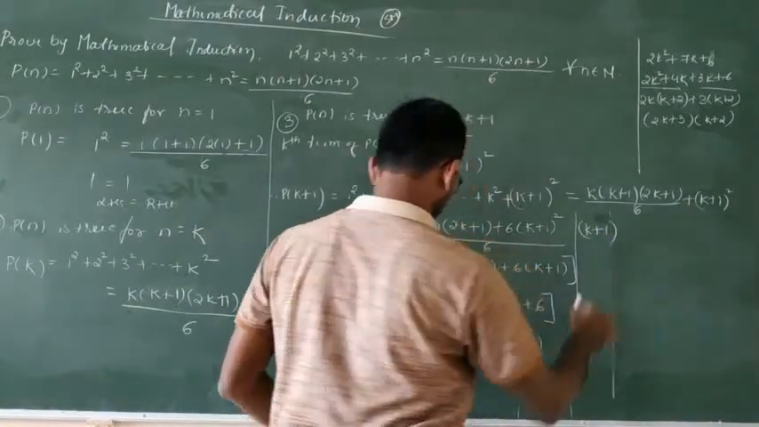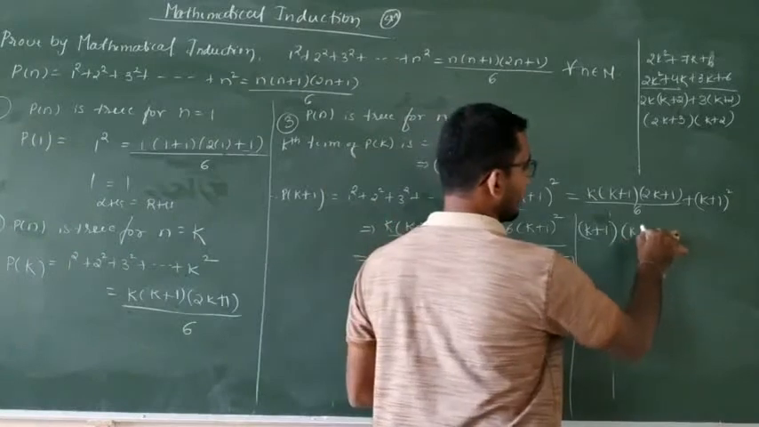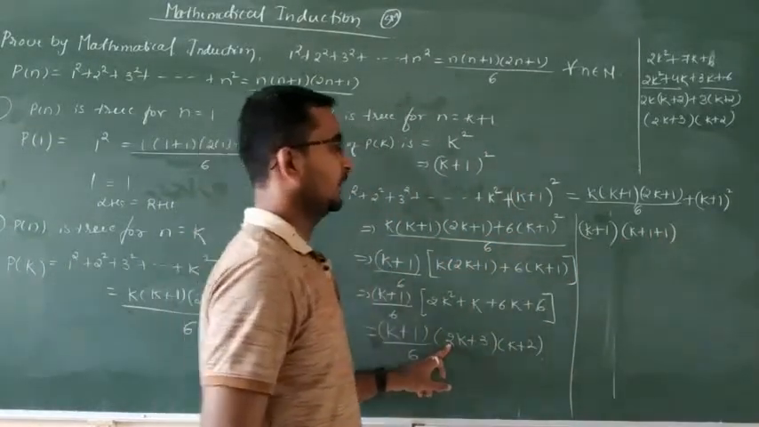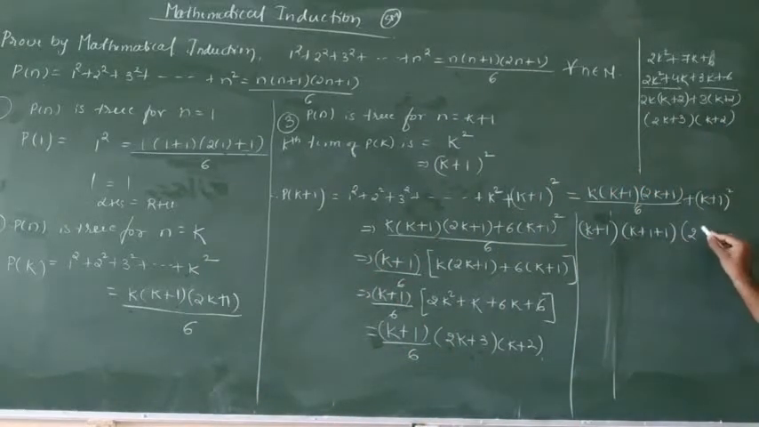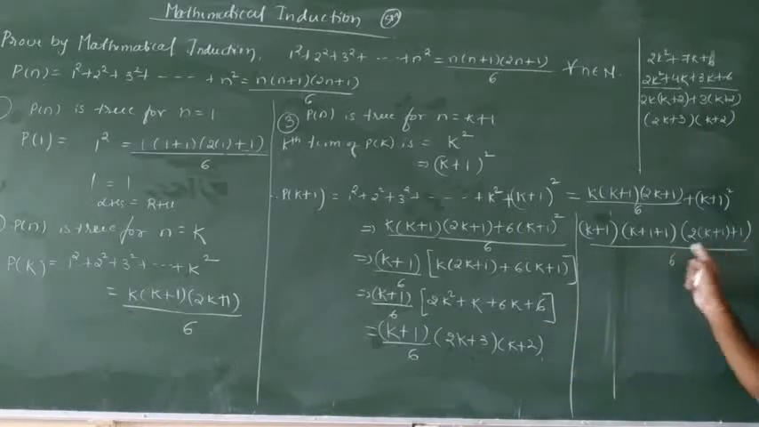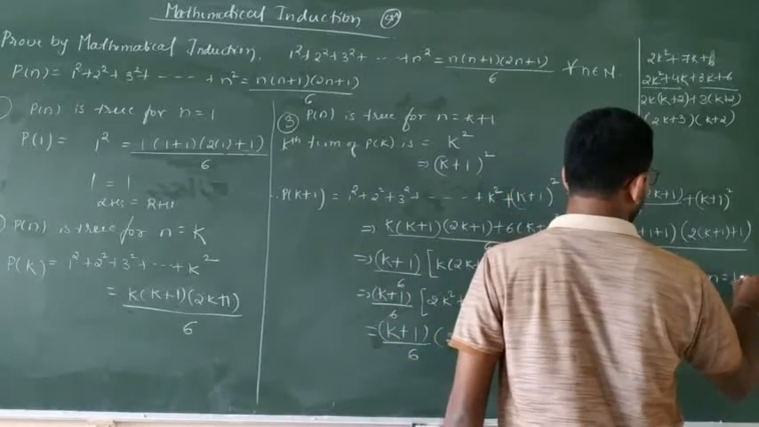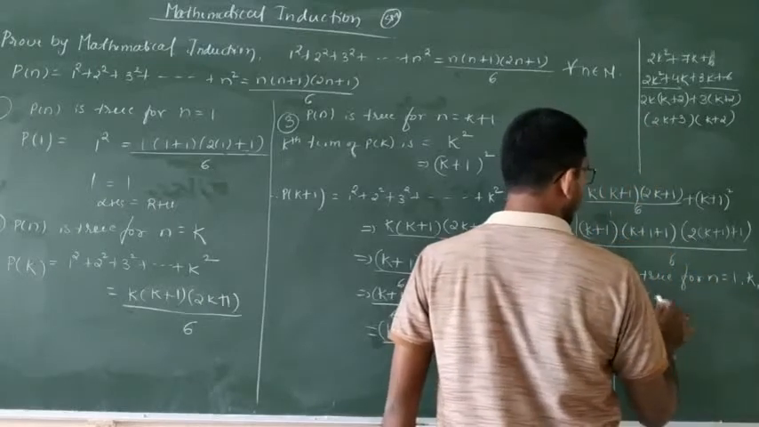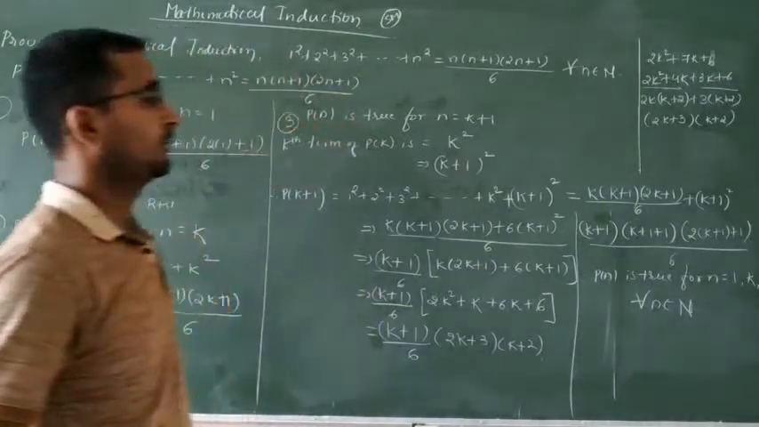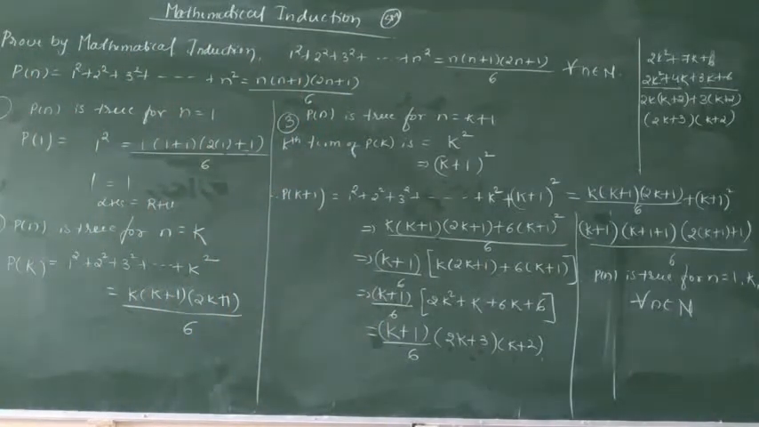Here k plus 1, k plus 1, k plus 2, I can write it as k plus 1 plus 1, that is 2 into k plus 1 plus 1 whole divided by 6, 2 into k plus 1 plus 1. So look here, 2 into k plus 1 inside the bracket, 2k plus 2, 2k plus 2 plus 1, it means 2k plus 3. So both should be the same, getting the balance, okay, the whole divided by 6. Therefore, according to the induction, P(n) is true for n is equal to 1, k, k plus 1, for all n belongs to N.